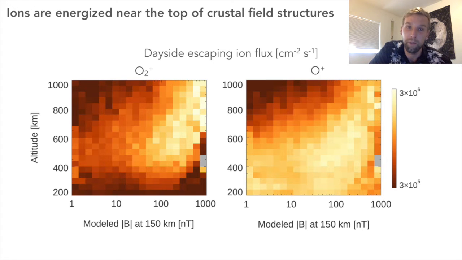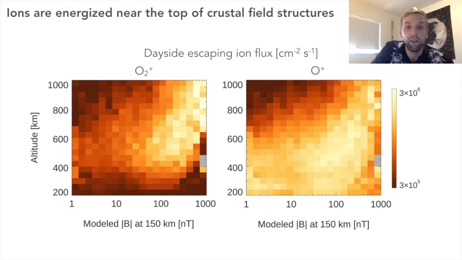Rather, O2+ would just get lofted up to higher altitudes, and only upon reaching those higher altitudes might it interact with some other energization mechanism, heating of some sort. And then at those higher altitudes, O2+ can then reach escape energy.